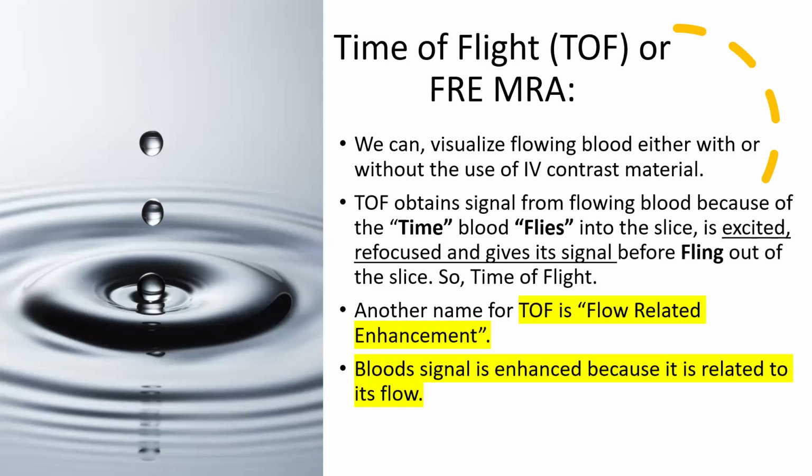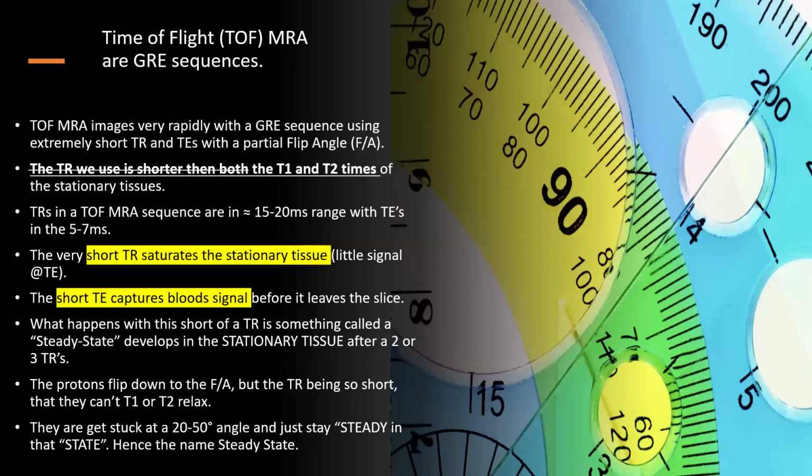Time of flight MRA. We're imaging that as blood flies into the slice, it gets excited, refocused, and we get signal before it flies out. So that's called time of flight. Another term for time of flight is flow-related enhancement. So blood signal is enhanced because it's related to the flow. Flow-related enhancement, time of flight, they can be used interchangeably.